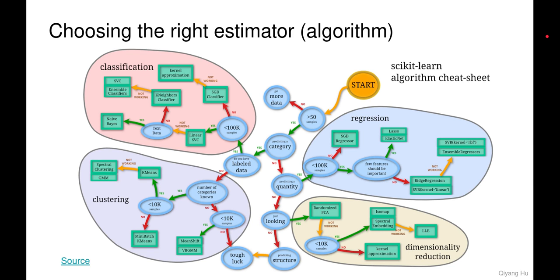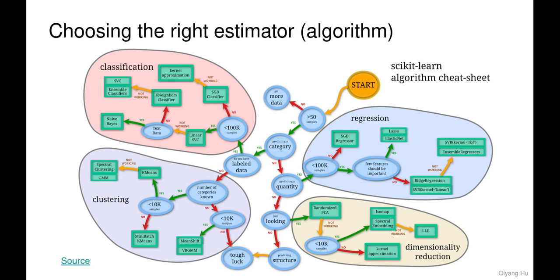For example, you can see that Scikit-Learn is actually solving four areas of problems. One is the classification problem, the second is the regression problem, the third is the clustering problem, and the fourth is the dimensionality reduction problem.